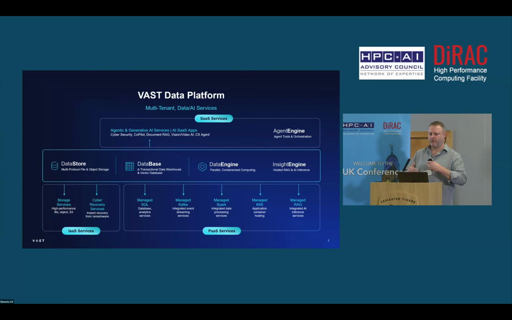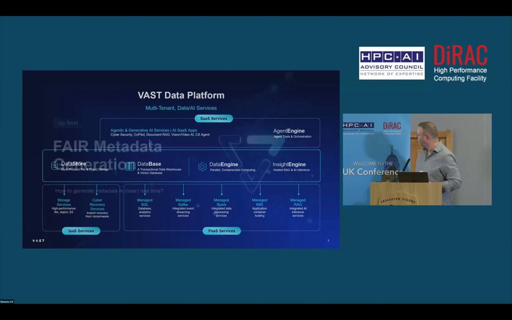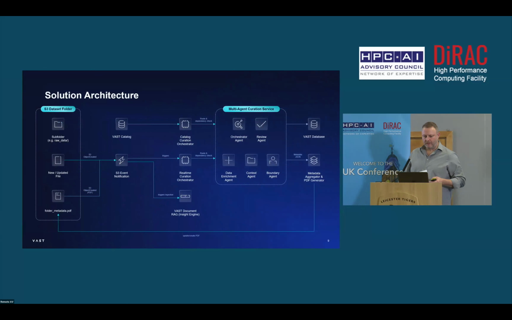So hopefully that's given you some terminology that will make sense now as we look through some of these other slides. What I'm going to look at is how we generate data or metadata in near real time. I've given an example solution architecture here where on the left-hand side, we have an S3 data folder as an example. All of this would be hosted on VAST. Whenever data arrives in that folder, we can configure it to send an S3 notification. So you can see there we've got S3 event notifications.